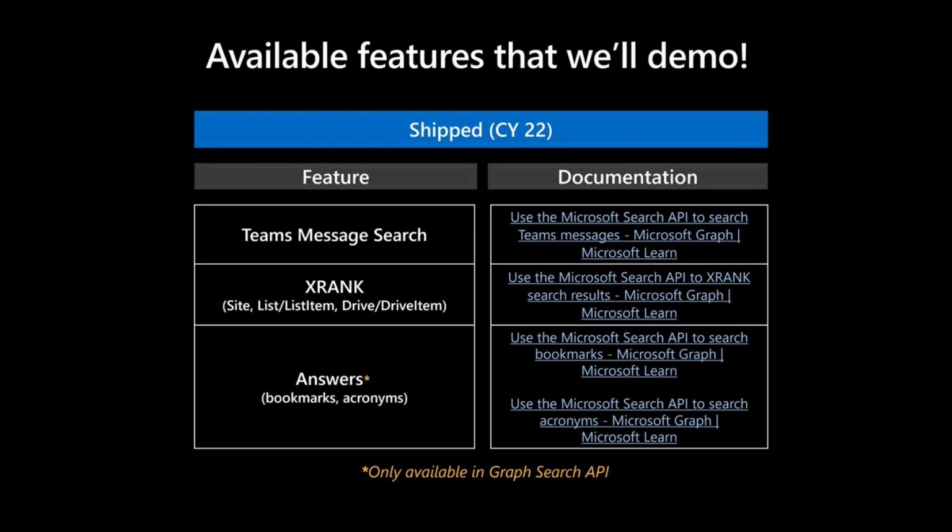The features that we are going to show you, we've recently shipped, and these features include the ability to search Teams messages. We have also shipped the ability to use powerful ranking to rank your search results, and we also support certain answer types, and all this documentation is live. What I've noted here in yellow is that there are some capabilities that we're exposing in this Search API that are really unique to this API, and that's what differentiates it.